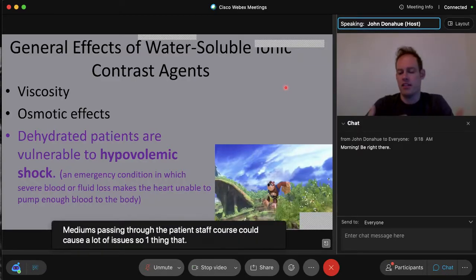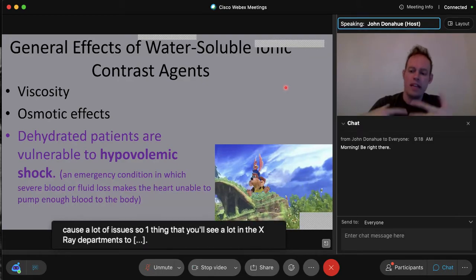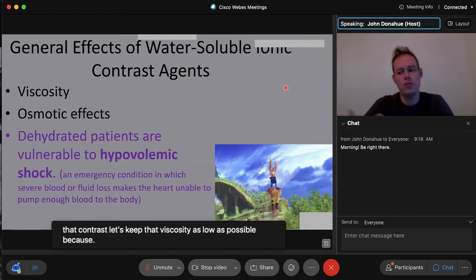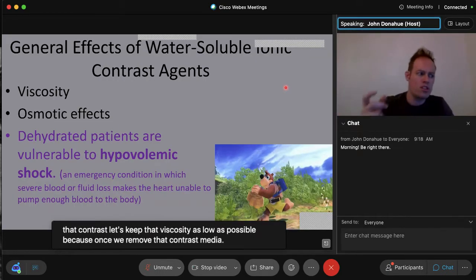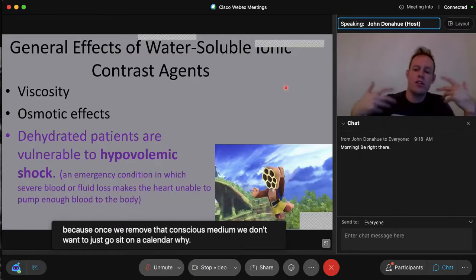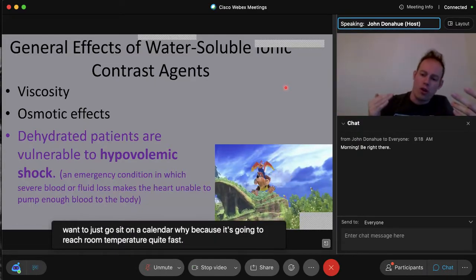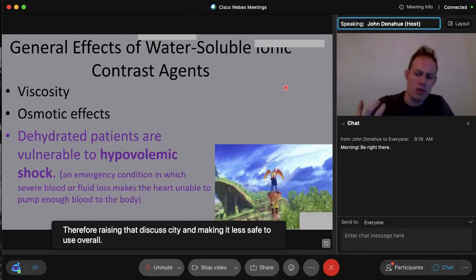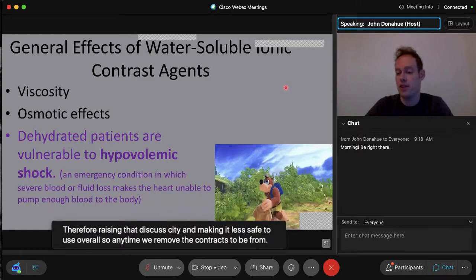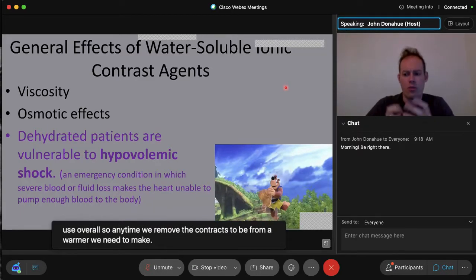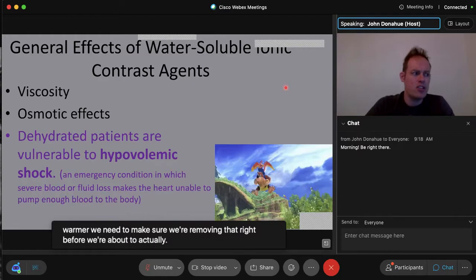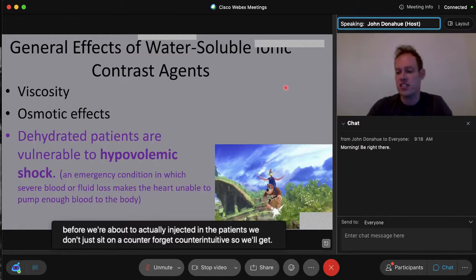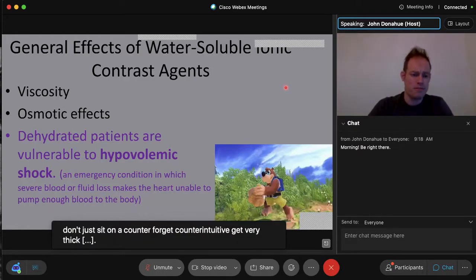So one thing that you'll see a lot in the X-ray departments, the CT departments, is they'll be heating up that contrast to keep that viscosity as low as possible, because once we remove that contrast medium, we never want it to just go sit on a counter. Why? Because it's going to reach room temperature quite fast, therefore raising that viscosity and making it less safe to use overall. So anytime we remove a contrast medium from a warmer, we need to make sure we're removing it right before we're about to actually inject it in the patients. We don't want it to just sit on a counter and forget about it. It's going to get very thick, very viscous, and we won't be able to use that properly.